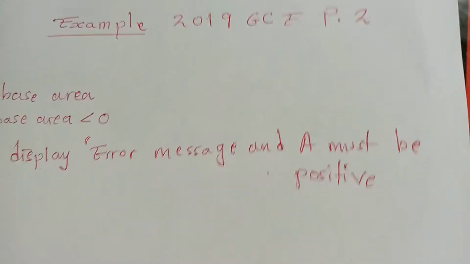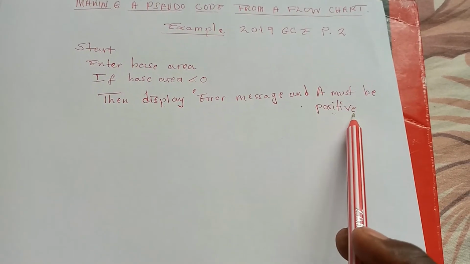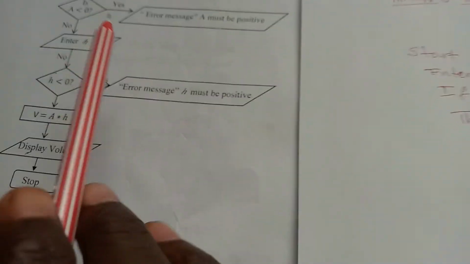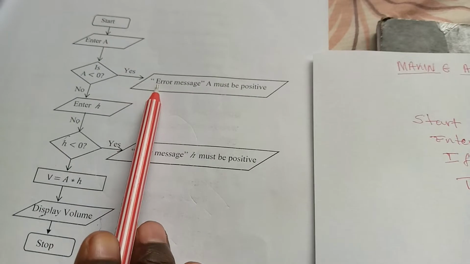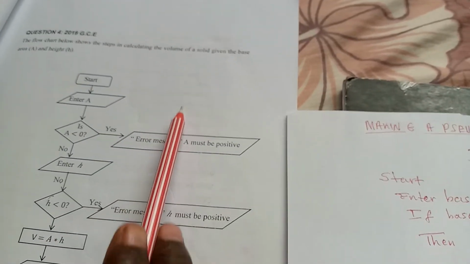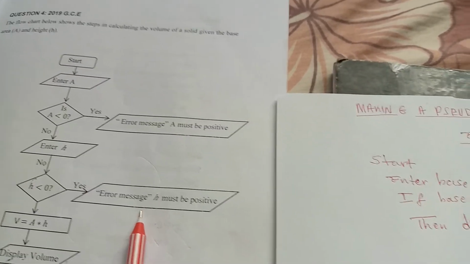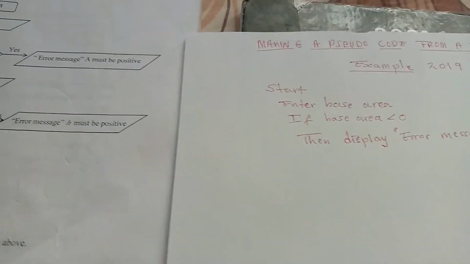Then someone can ask, why are we not including the issue of re-enter here? Why are we not saying re-enter base area? It is because if you see on the diagram here, they have just said error message, A must be positive, and there is no arrow which is moving from this parallelogram going to where we entered the base area. So there is nothing like saying re-enter positive area.